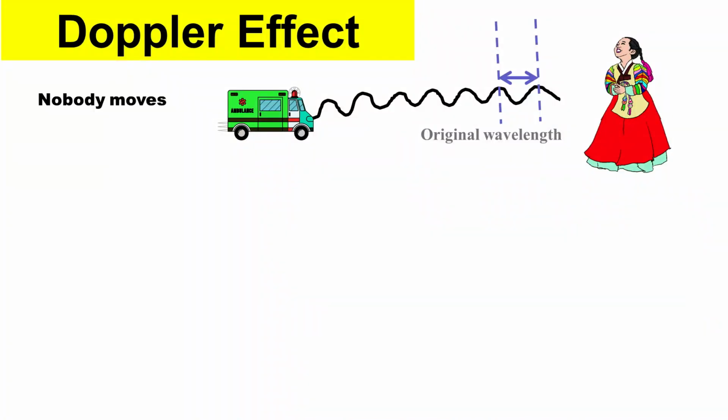To refresh your memory, the Doppler effect is the change in frequency of a wave, the change of wavelength in relation to an observer who is moving relative to the wave source. It is named after the Austrian physicist Christian Doppler, who described the phenomenon for the first time in 1842.